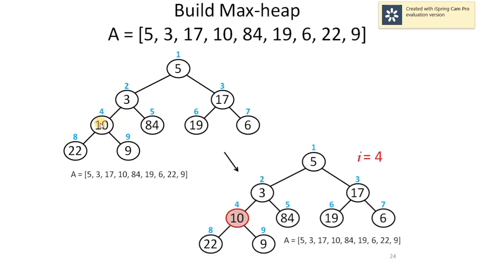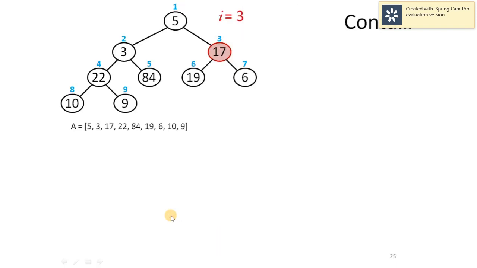We will compare 10, 22 and 9. 22 and 9 are already leaves, they are max heaps, so we will do nothing. And 10 and 22 will be swapped. So we will get a structure like this. Reduce the value of i by 1. We will get i equals 3, with 17, 19 and 6.